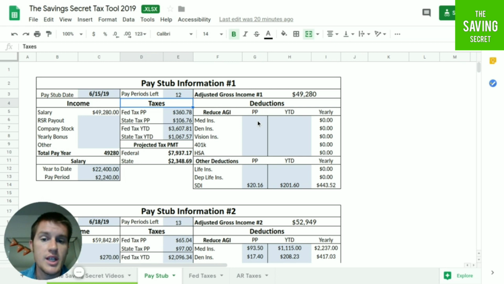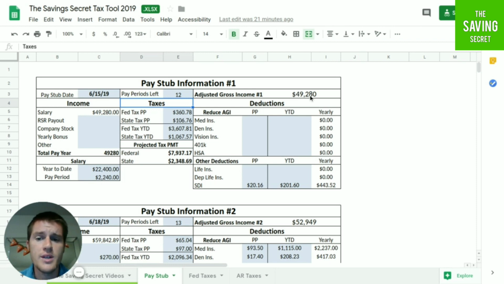Then you might have different deductions. Different deductions are important to include because some deductions help reduce your AGI, your adjusted gross income, and others will not. So on here, I've included specific items that will reduce your AGI. This isn't a complete list. You'll have to check if you have other items, but these are ones that are not included: life insurance, dependent life insurance, short-term disability insurance, long-term disability insurance. But if you're contributing to a 401k, if you have medical, dental, vision insurance, your health savings account, all of these are taken out pre-tax. So this helps lower your AGI.